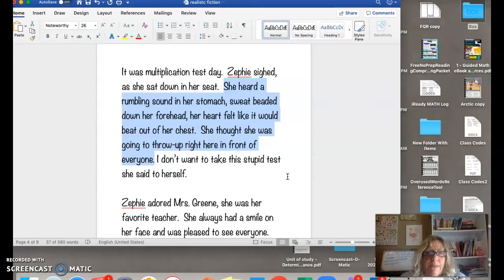She heard a rumbling sound. So Zeffie sighed as she sat in her seat. She heard a rumbling sound in her stomach. Sweat beaded down her forehead. It felt like it would beat out of her chest. She thought she was going to throw up right here in front of everyone. So my goal was just saying those things. I tried to help the reader get a picture in their head. And that is what you're going to do today.